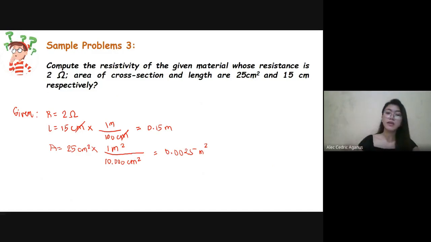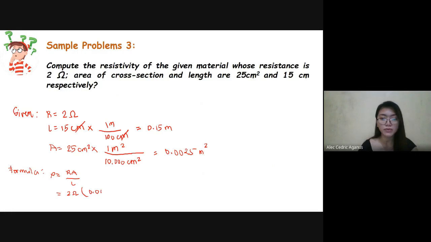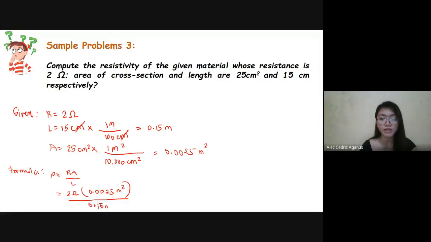Now let's write the formula to be used. We have resistivity is equal to RA divided by L. Substitute: your R is 2 ohms, and the area is 0.0025 squared meter, divided by the value of length, which is 0.15 meters.